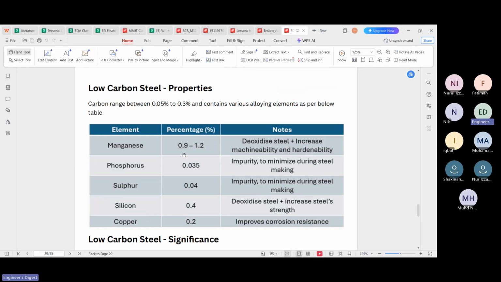Okay, so these are the material elements for carbon steel. For low carbon steel, please understand that it is 0.05% to 0.3%. Manganese, silicon, and copper are the good elements for carbon steel. Phosphorus and sulfur are considered impurities, so we need to have these as low as possible.